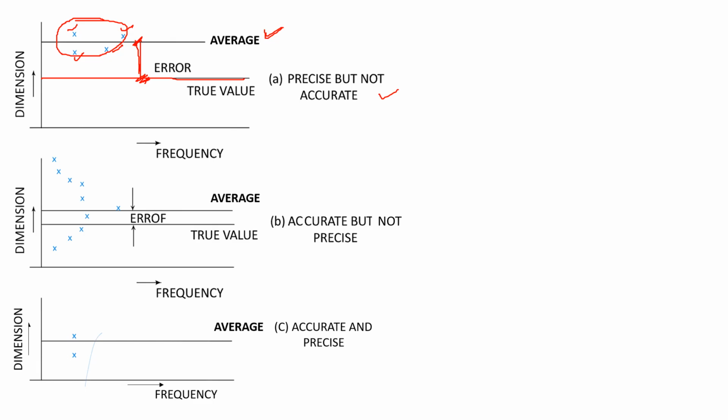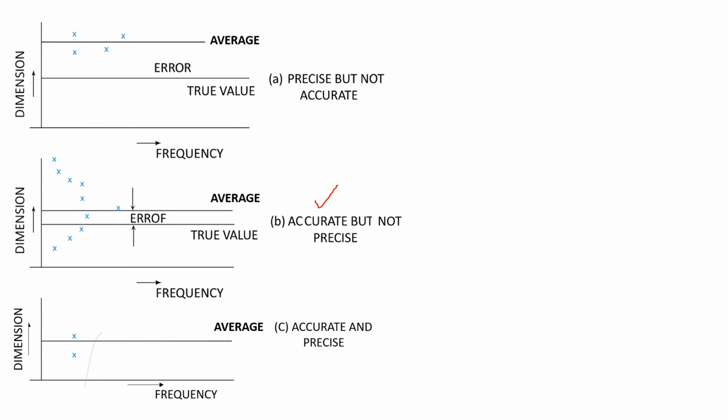Similarly, observe figure B. Here we conducted many experiments. This is the average value and this is the true value. The average value is very close to the true value, so it is accurate. And moreover, in figure B all the measurements are not close to each other. So for figure B, we conclude that it is accurate but not precise.